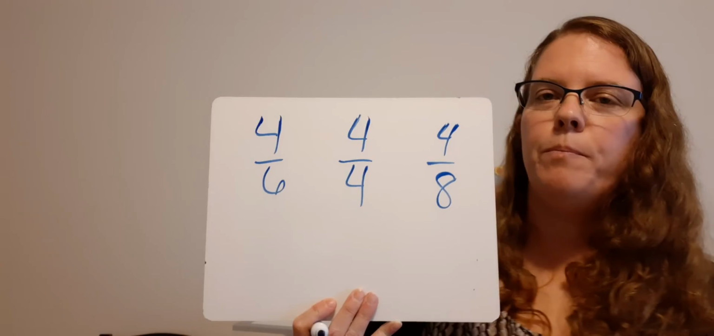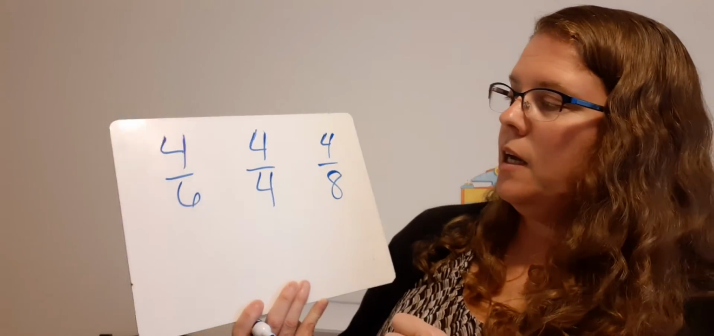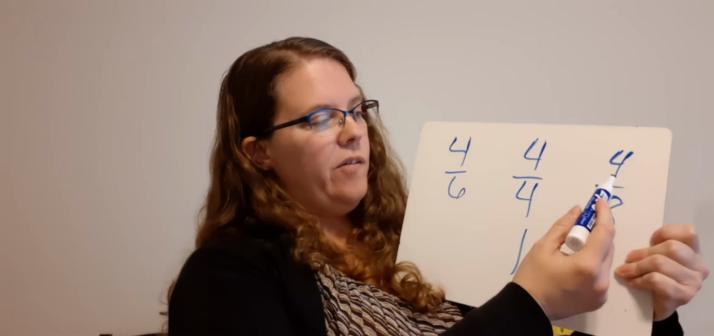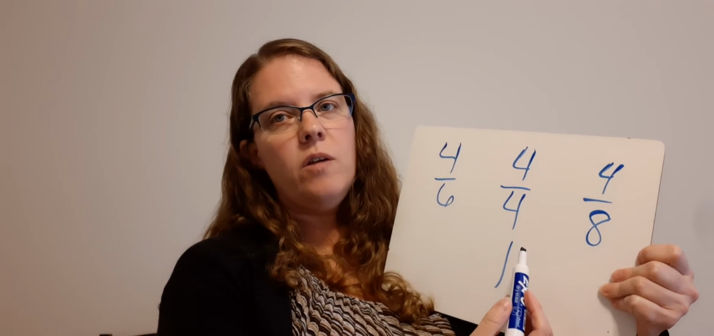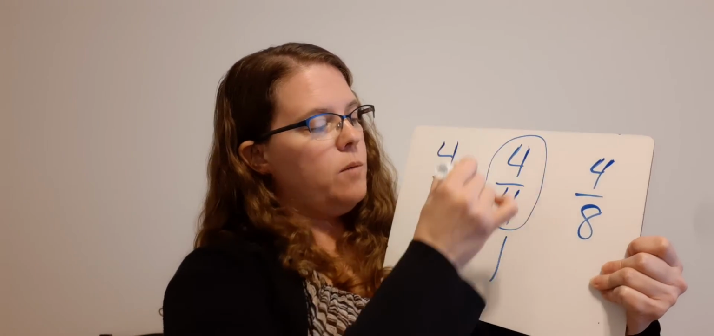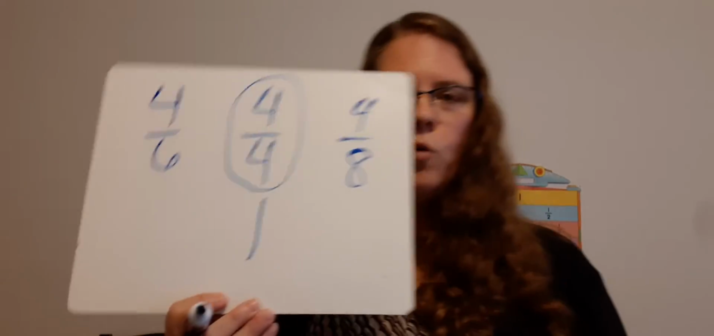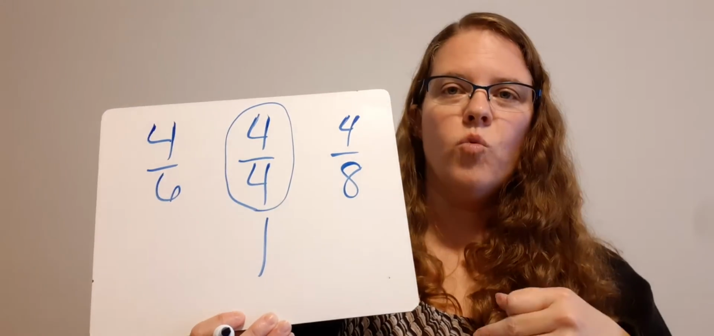So we have 4/6. Here, let me make it easier if I write these down. We have 4/6, 4/4, and 4/8. Okay, so let's take a look at these. One of these I can pick out really quickly. 4/4. What does 4/4 equal? It equals 1, right? 1 whole. 4/8, is that greater than 1 whole? No. How about 4/6, is that greater than 1 whole? No. So this one's got to be your greatest. So go ahead and draw a line from 4/4 foot to the greatest.